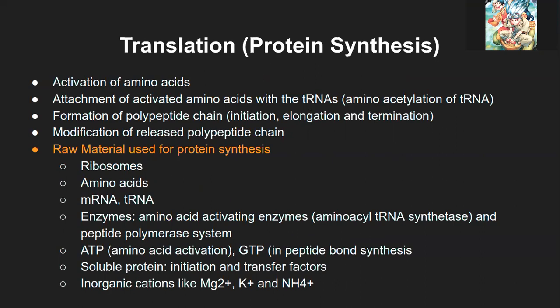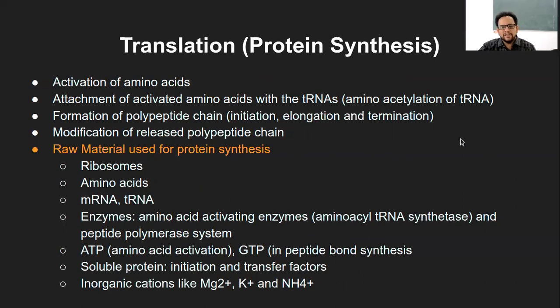So there are 64 codons, and out of 64 there are 3 which are stop codons, and for each individual codon or amino acid there is a particular tRNA. So I asked, what about the stop codon? Do you think they will have a tRNA?